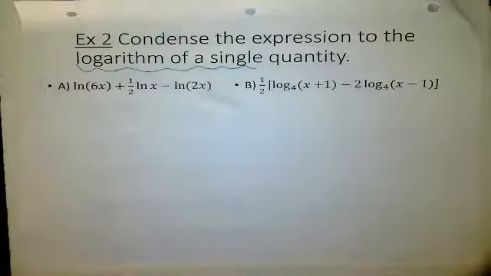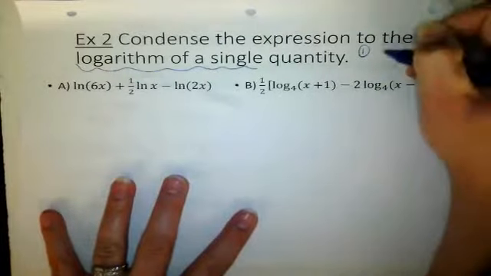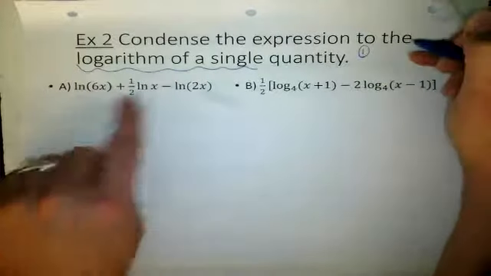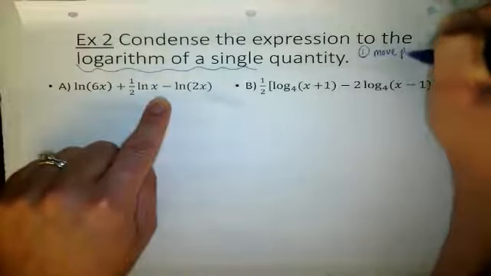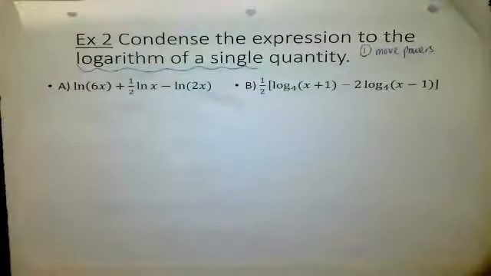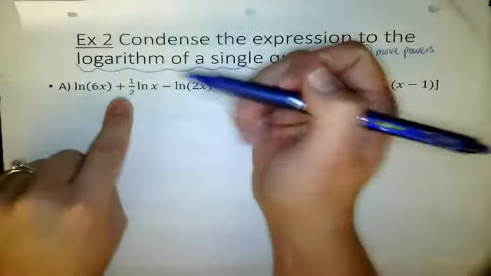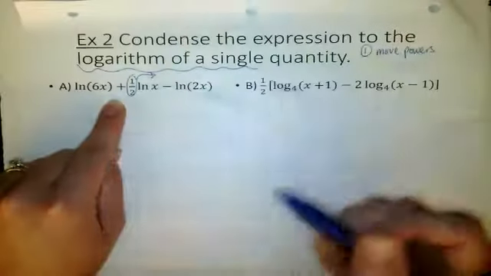So I have the natural log of 6x plus 1/2 natural log of x minus the natural log of 2x. The first thing we want to do here is move back any powers. The last thing we did was drop your powers, so we want to push them exactly in reverse. Anything in front of a log, we're going to take and move back into its power position.